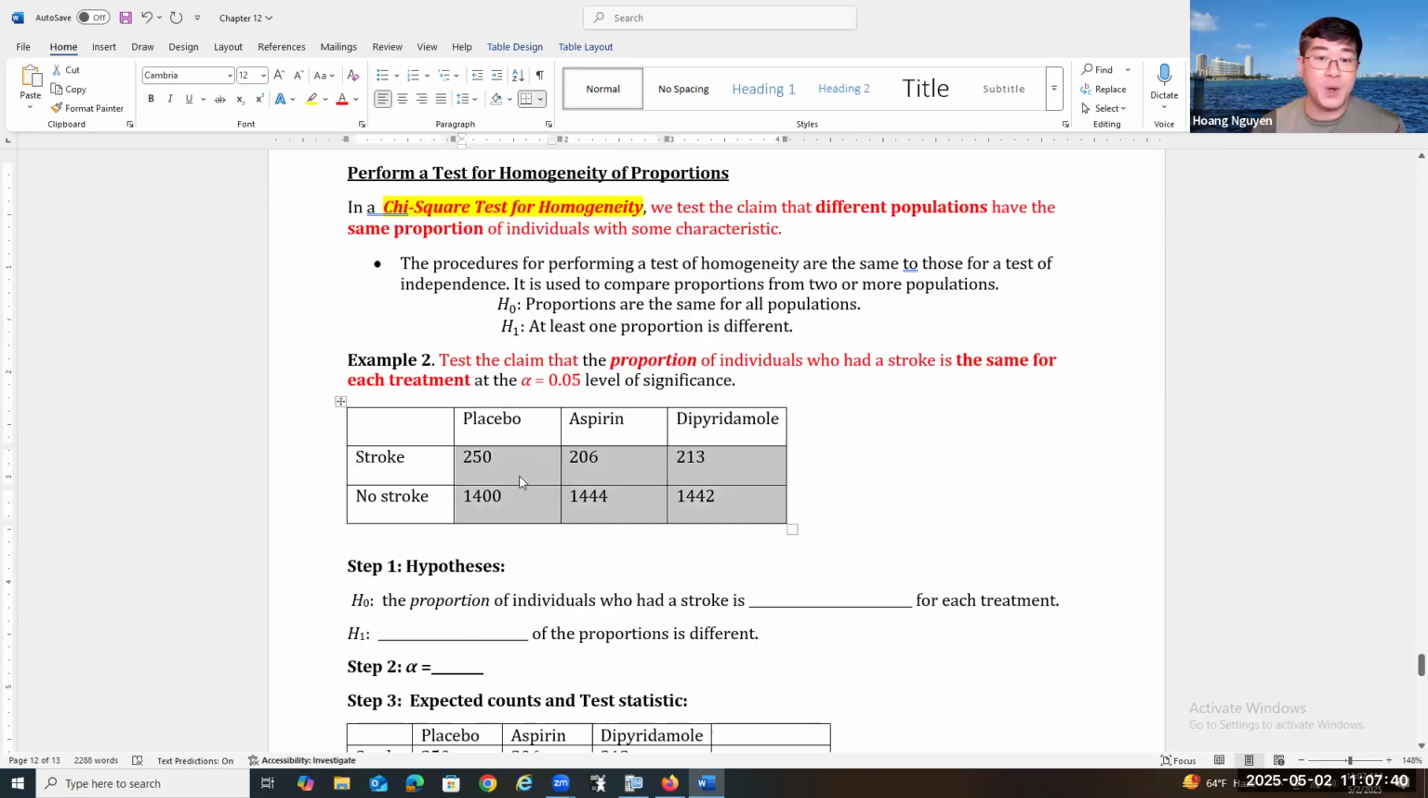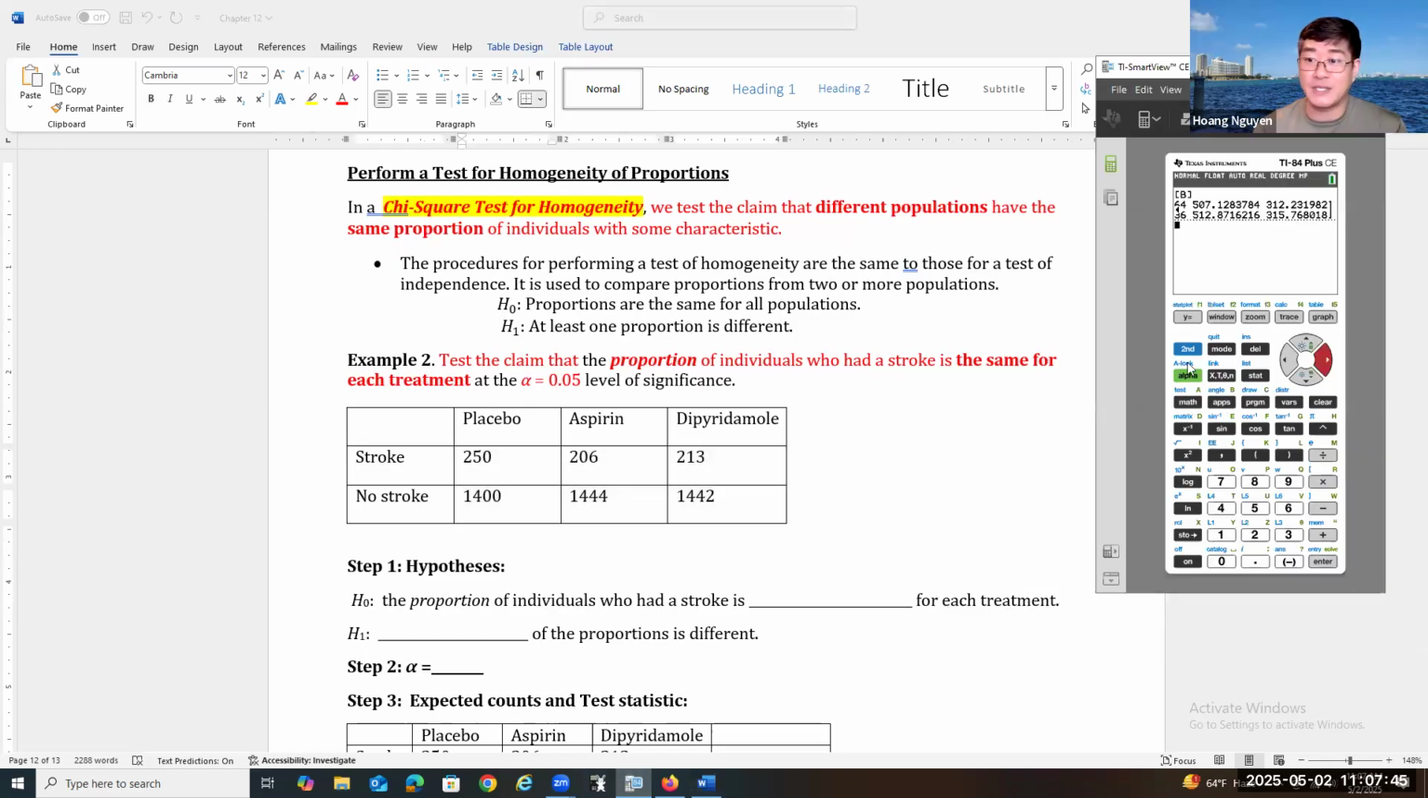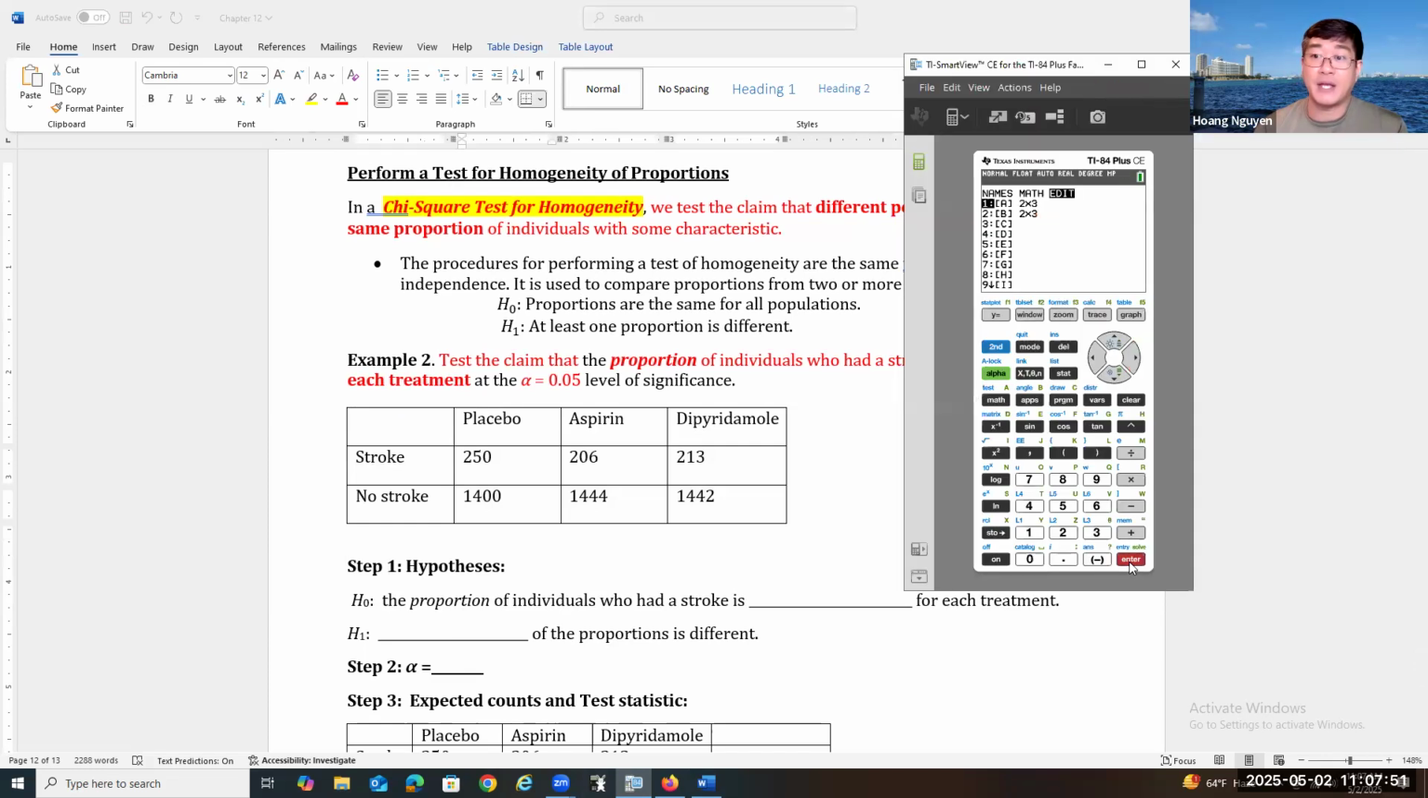You might need to input those values onto matrix A before we move on, right? So I'm going to go second matrix, and go to the edit option. I'm going to select matrix A, and this matrix is a 2 by 3. So 2, 3. Now the first row is 250, 206, 213, and the second row is 1400, 1444, and then 1442. So that's going to be matrix A.